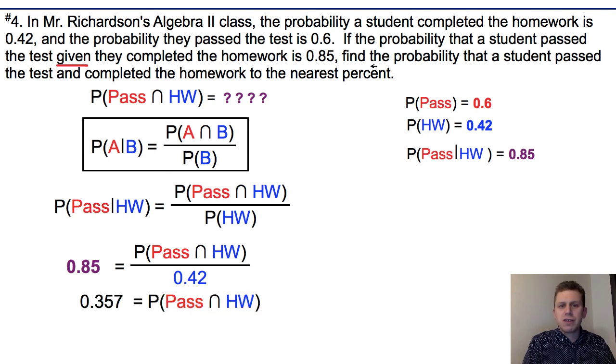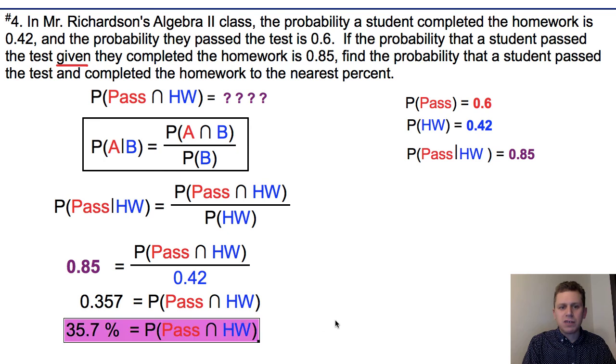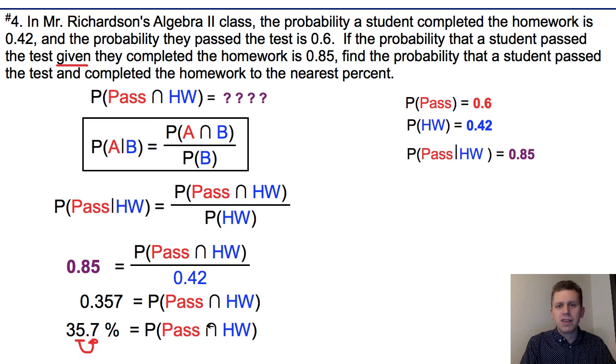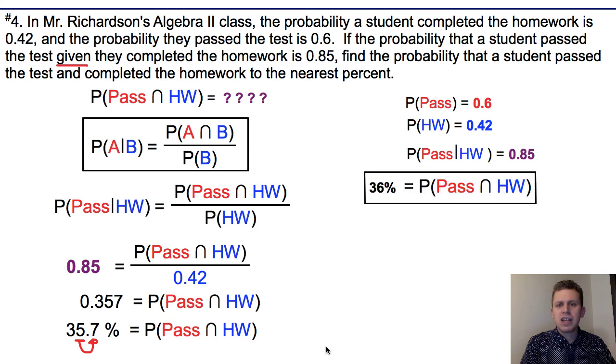They want our answer to the nearest percent, so let's multiply by 100 to make this a percent. And to the nearest percent, well, I'm looking at 35.7, and I have to decide, should I round that 5 up to a 6 or keep it a 5 based on the 7 that follows, and the 7 that follows says round it up. So the probability that a student passed the test and completed the homework here is 36%.